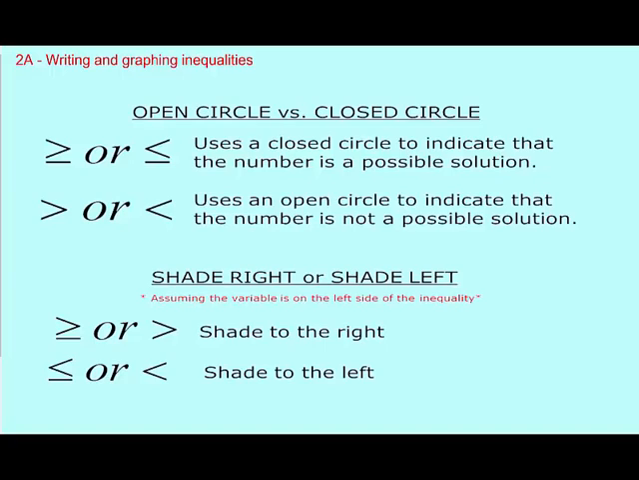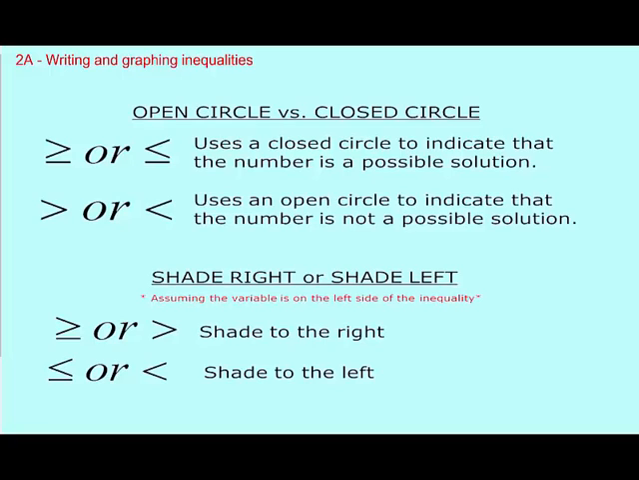So as we get started, one thing to keep in mind, and this works for learning targets 2A, B, C, and D, when it comes to graphing inequalities on a number line, if you have greater than or equal to or less than or equal to, you're going to use a closed circle at the point. That indicates that that point is a possible solution. Whereas if you have greater than or less than, you would want to use an open circle because that point is not a possible solution.